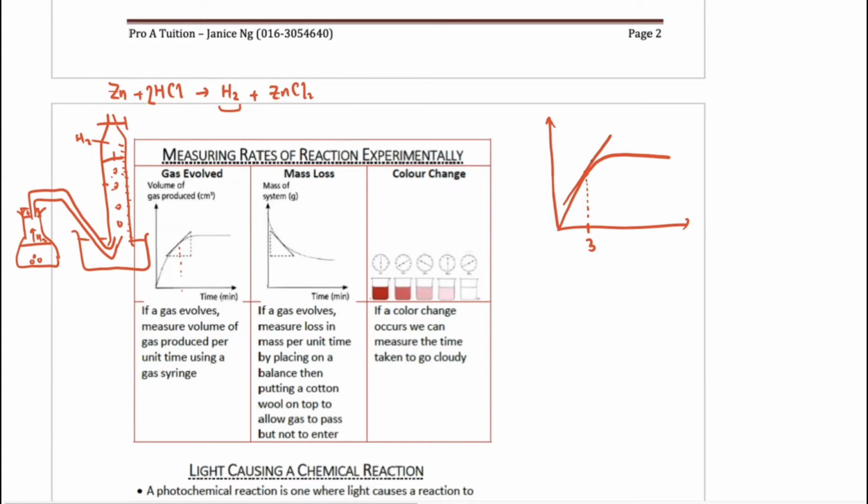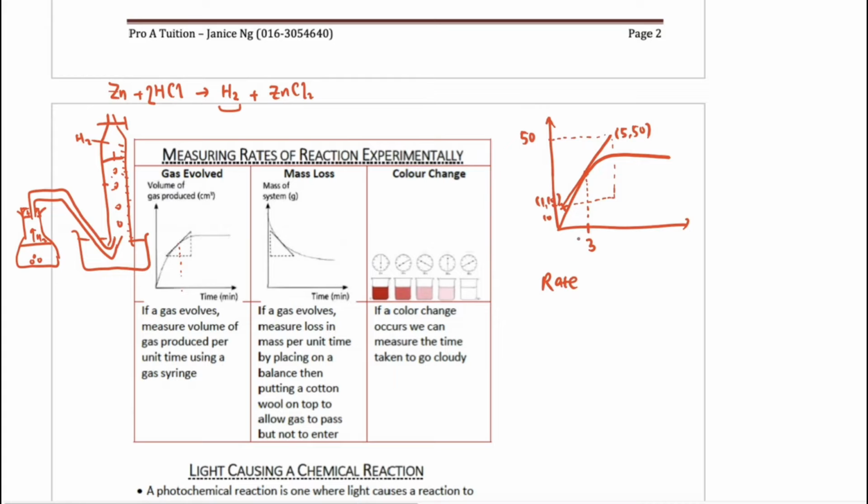And how long are you going to draw the line? My suggestion is you draw until you reach a point where you can read the value easily. Let's say you draw to a point where it stops at 5 minutes. So then you can bring down. And let's say here you draw until 1 minute, for example. Then you can bring down. So let's say here is 5 minutes, the volume of gas is 50 cm cube. And then here, 1 minute, and let's say the volume is 10. Then you can just count the rate.